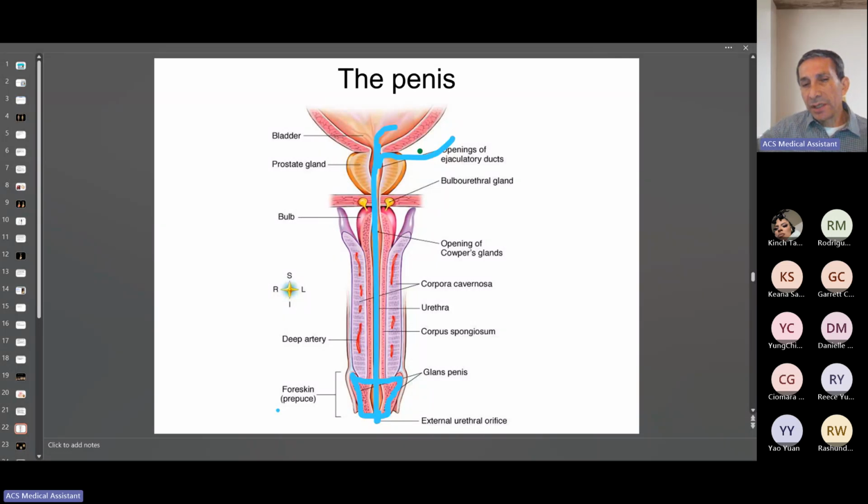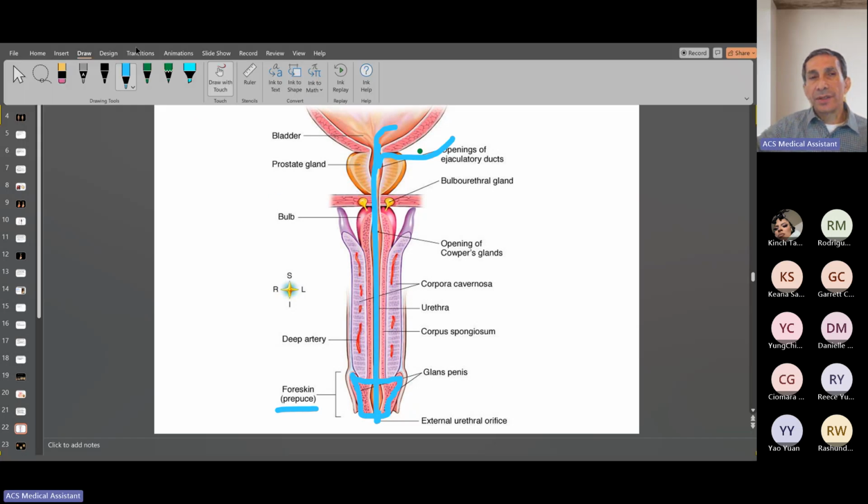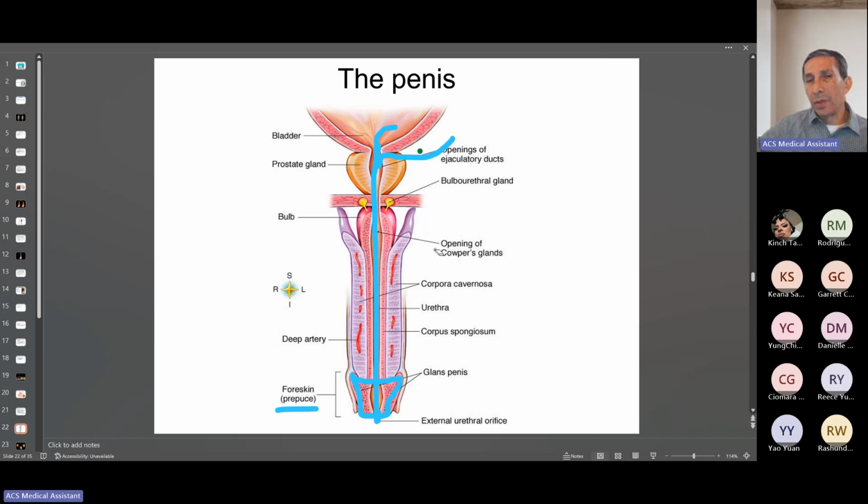So here it says foreskin or the prepuce. That's it. Not much about this image, just for you to know that internally, within the penis, we're gonna find these muscles that have some spaces within, so it's gonna fill with blood. Okay, so moving on.